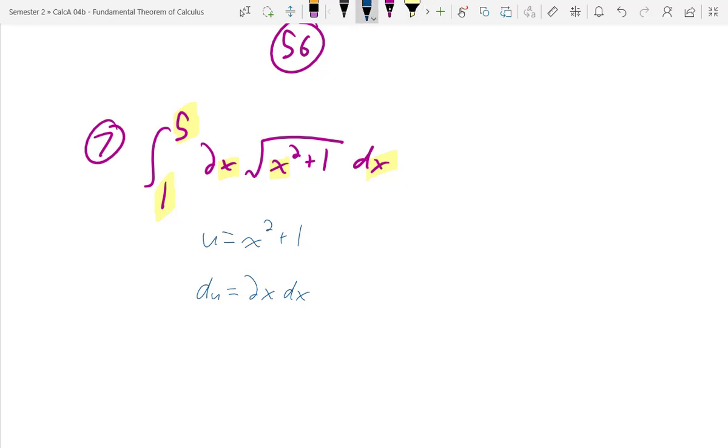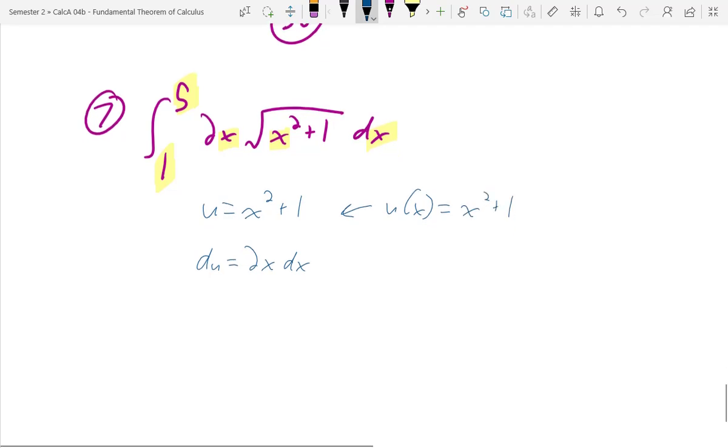You have two options on this. You can either convert everything to u's to do the integration, then go back to x's. That's not my preferred option. The other option is to recognize that this right here actually generated a function of u in terms of x, meaning that u of x is equal to x squared plus 1. So then these limits can actually change now.